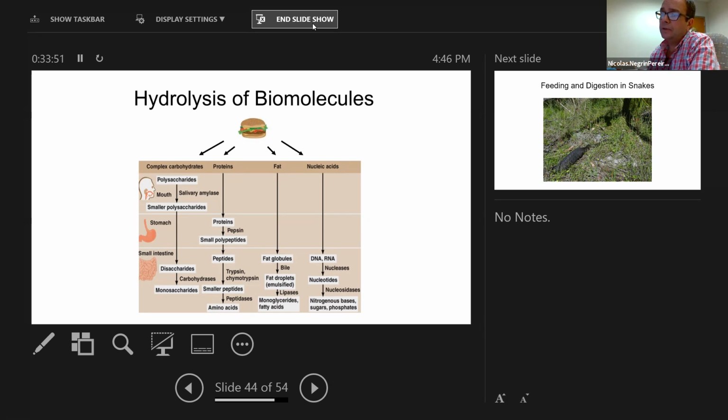So the polysaccharides are going to be converted into disaccharides and into monosaccharides by carbohydrases. And these monosaccharides are going to be absorbed through the intestinal lining.